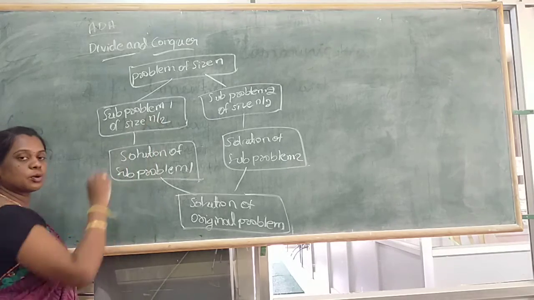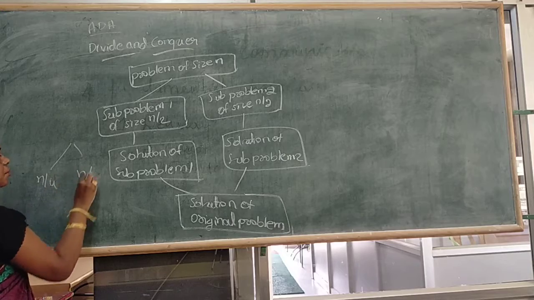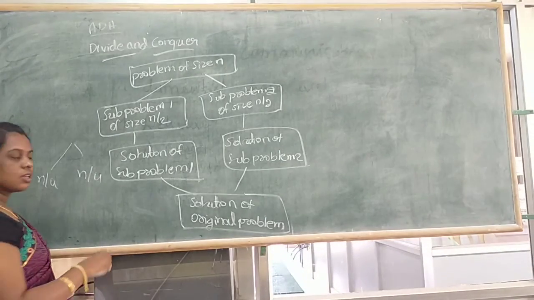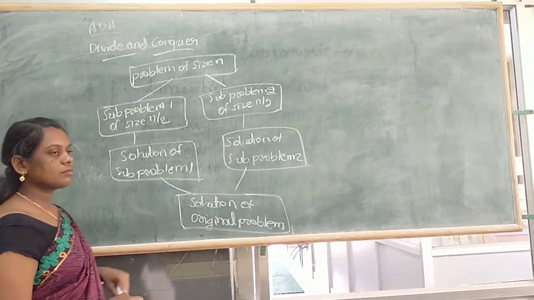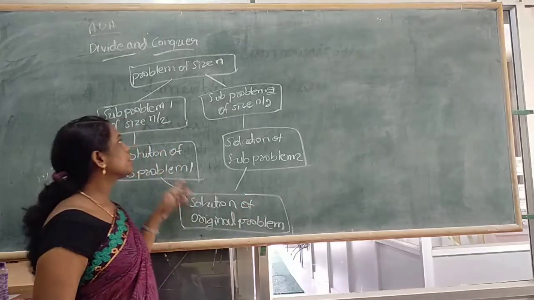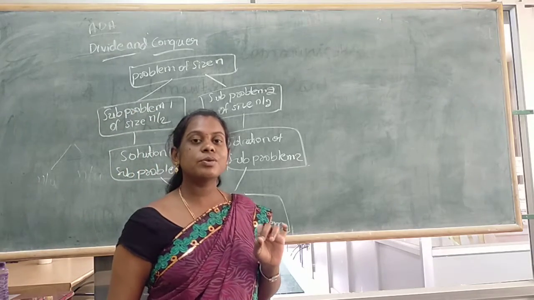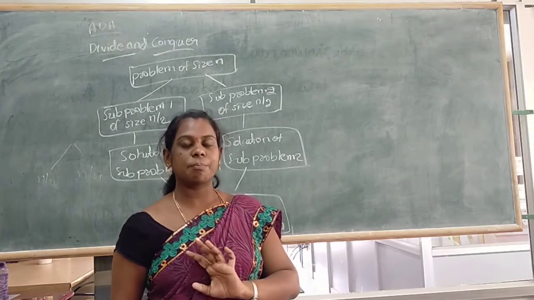If the sub problem is still big, you divide it again into n by 4. So n by 4. Okay. So in this way you find a solution for problems by using the divide and conquer technique. It means first you are going to divide the problem into sub problems.